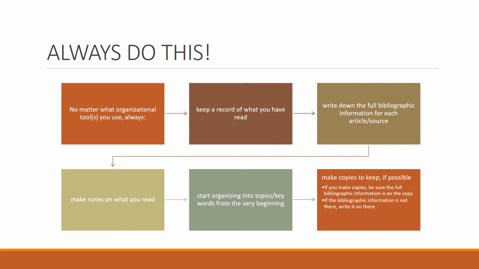Always do this. No matter what organizational tools you use, always keep a record of what you have read. Write down the full bibliographic information for each article or source. Make notes on what you read. Start organizing into topics, keywords from the very beginning, and make copies to keep if possible. If you make copies, be sure the full bibliographic information is on the copy. If the bibliographic information is not there, write it on there.